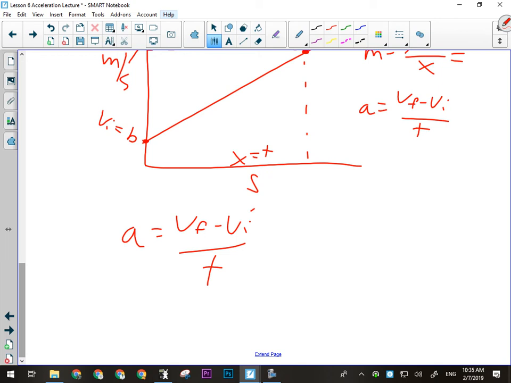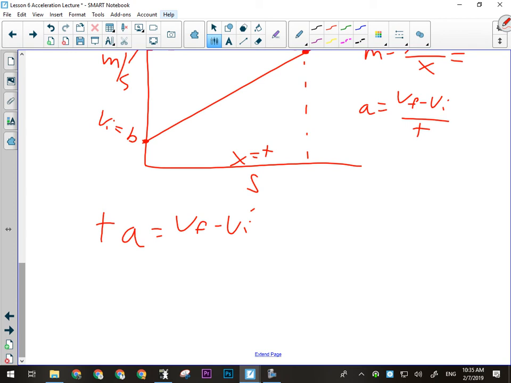I want to solve for VI. What do I move first? Time. Remember the third rule of algebra: move what's not attached first. T is not attached to VI, so I want to move T first. T times A leaves me with this. So effectively, guys, T times A equals the change in velocity. Everyone okay with that?